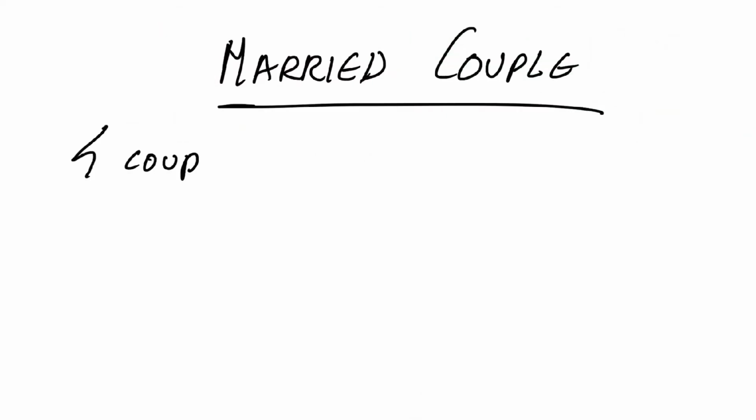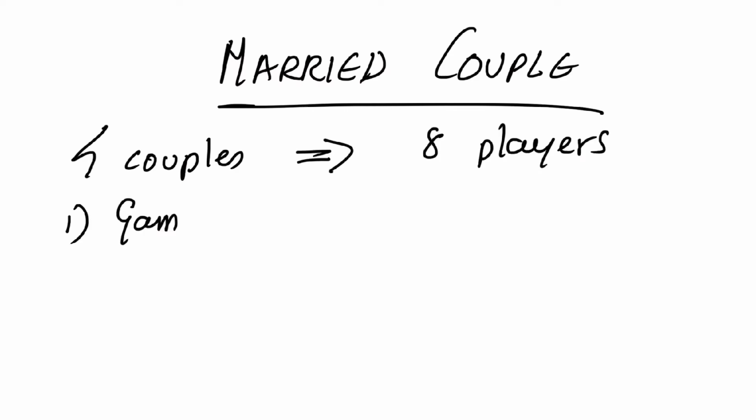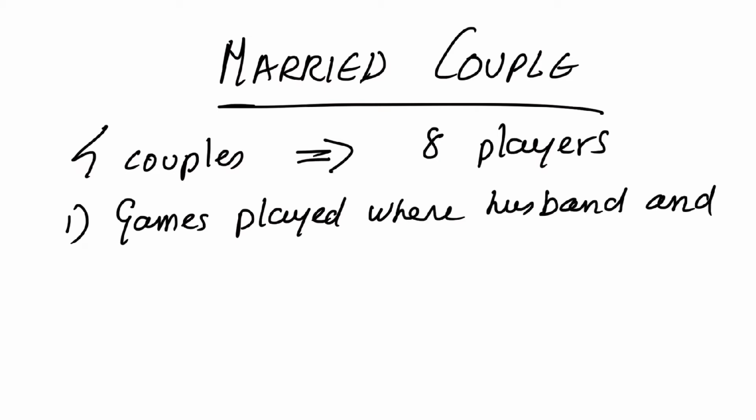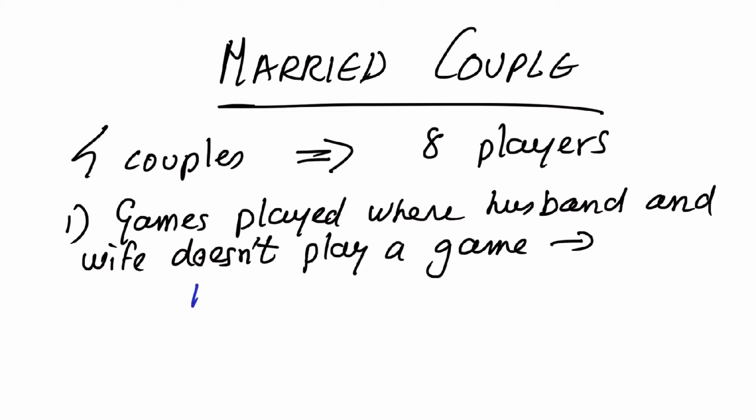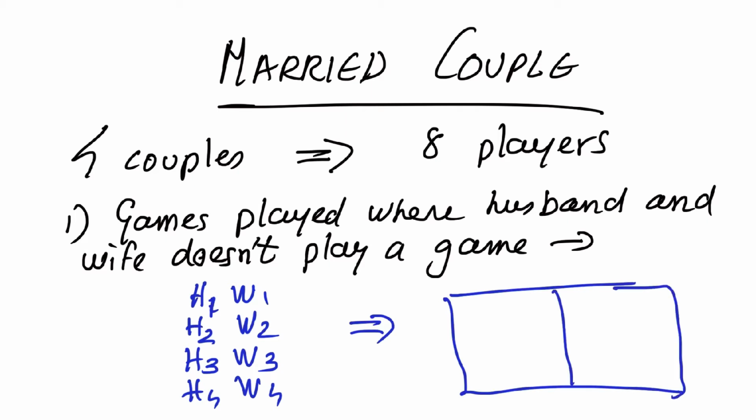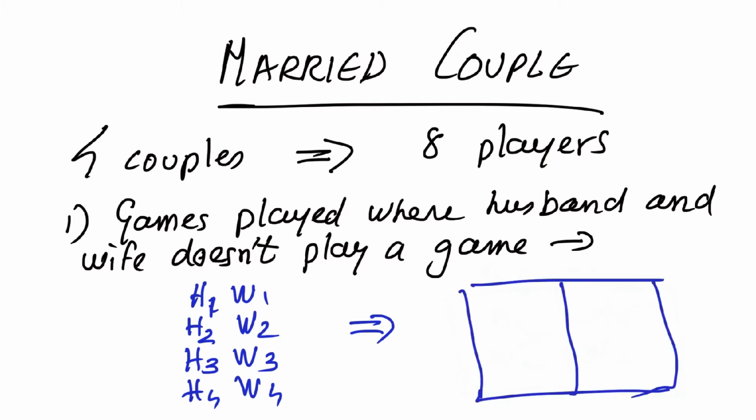Now going on to a very interesting, usually asked question in doubles matches, where here we have 4 couples, that is 8 players, and the first problem is dealing with how many games can be played if a married couple is not there in a match. Understand that it basically means that a married couple shouldn't be there in a match, which means that out of the 4 players there shouldn't be a married couple. That's the meaning of it.